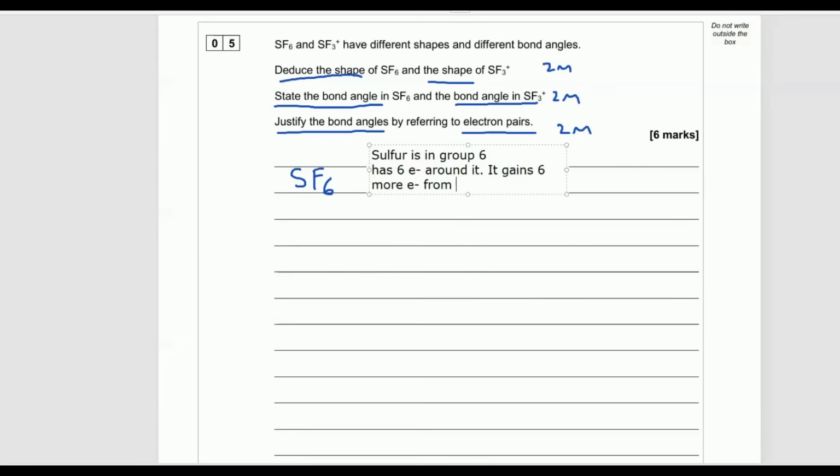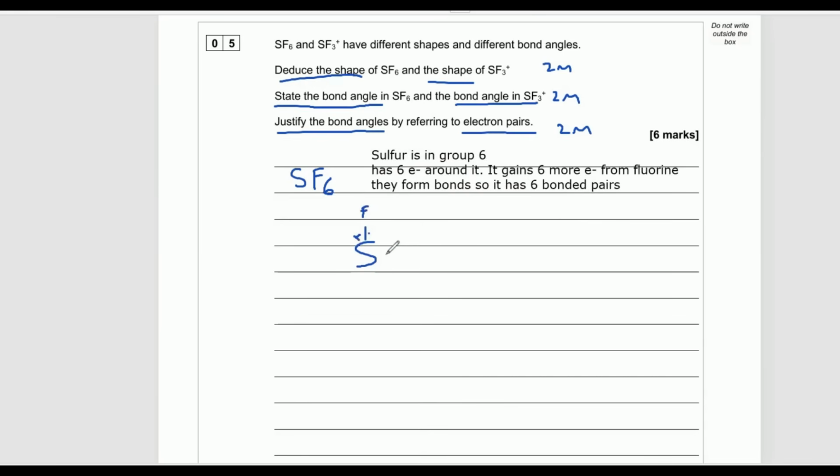Right, so let's go through the answers. SF6, and this is a bit long-winded, you don't need all of this, but I'll highlight the bits that you do need on the mark scheme. So sulfur is in group 6. This means it has 6 electrons in the outer shell, so there's 6 electrons around the central sulfur atom. It gains 6 more electrons from fluorine. That makes a total of 12 electrons. And if you do 12 divided by 2, you'll find out there's 6 bonded pairs of electrons.